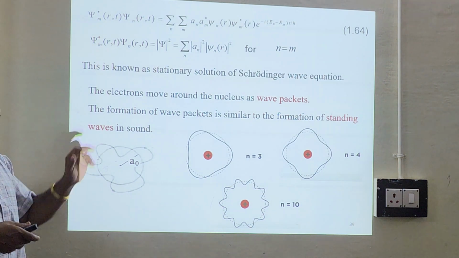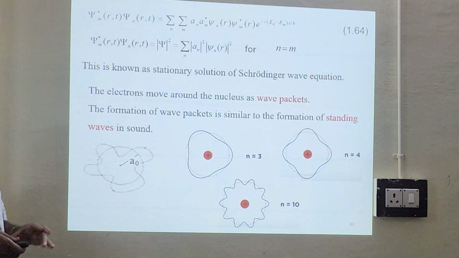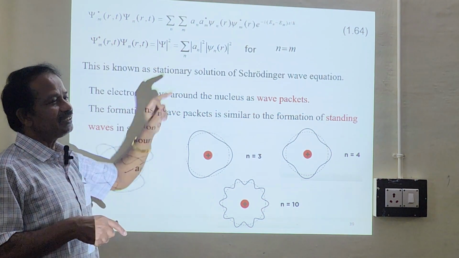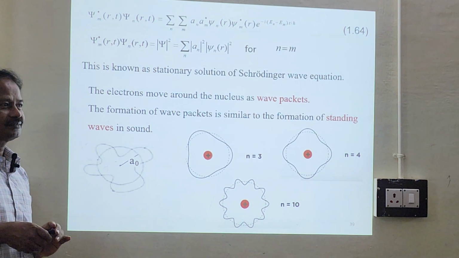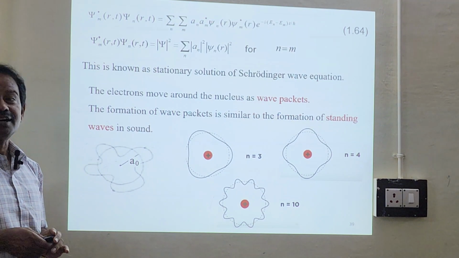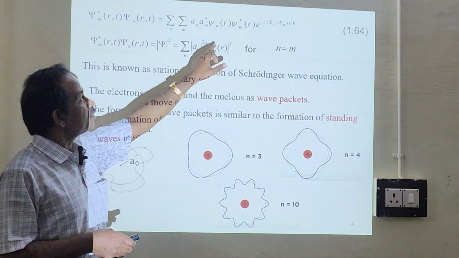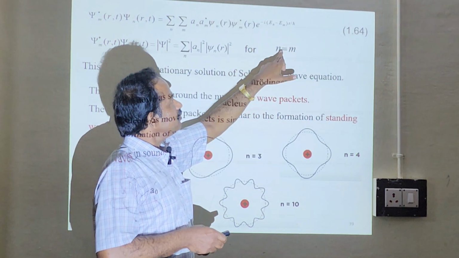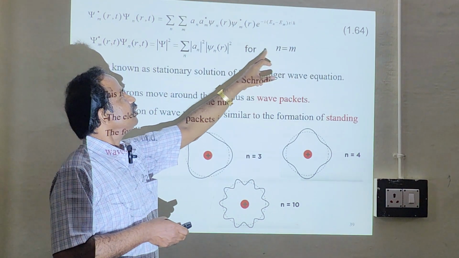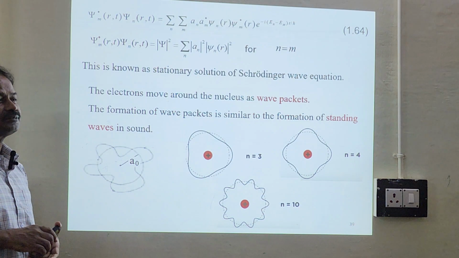On the left hand side you have r comma t, on the right hand side without r, without t. See, the left hand side depends on both r and t, while the right hand side depends only on r. So it means this is a stationary solution. It is constant in time. In this expression time is there, but the moment you apply the Kronecker delta function n equals m, this becomes exactly like this. So this is known as the stationary solution of the Schrödinger wave equation.